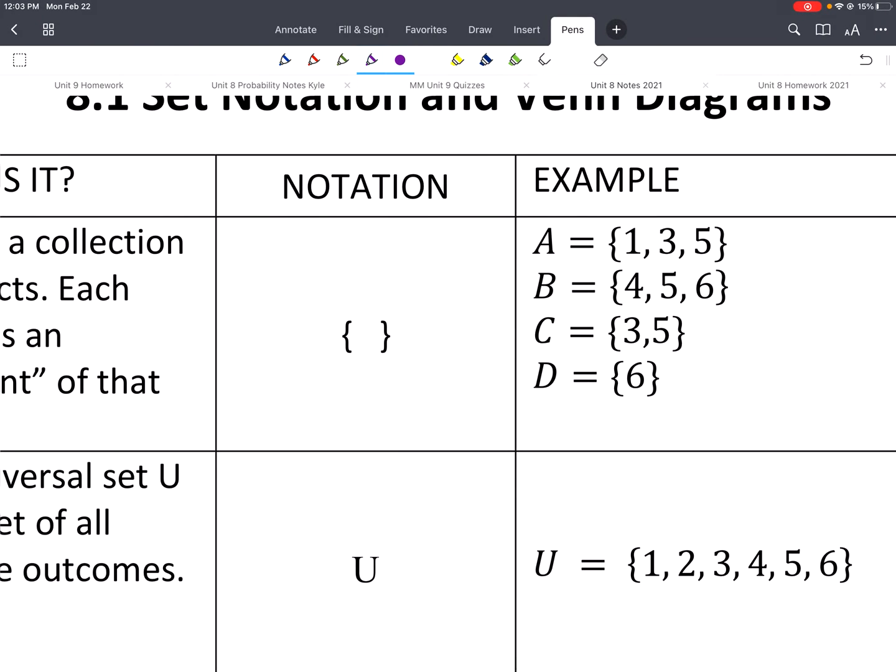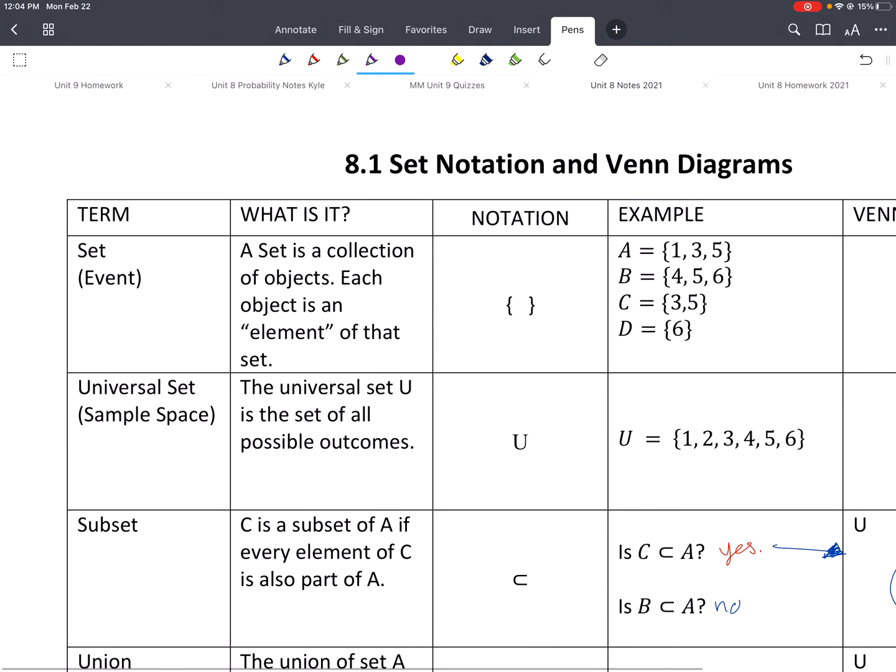And this is what sets look like. They have these little curly brackets, okay? Do your best to draw those. I feel like I'm not very good at that. All right, so those are sets.